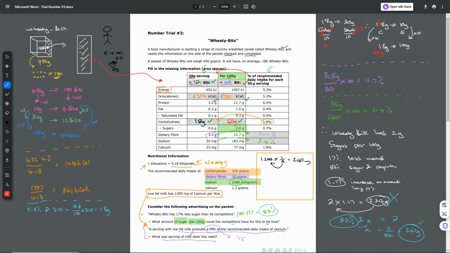But it says what size serving of milk does this need? So we're technically saying 240 milligrams. How many milligrams of calcium come from this? Now, low-fat milk has 1,200 milligrams per liter, but it says here calcium. Where do you see calcium in your table? There it is, over there. 23 grams of calcium for every 30 gram serving.